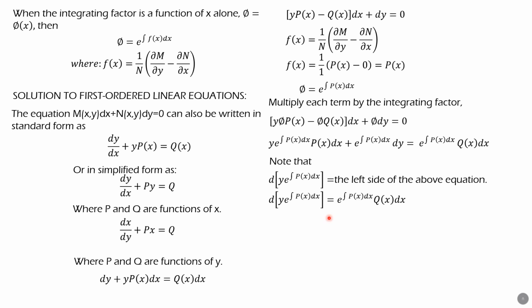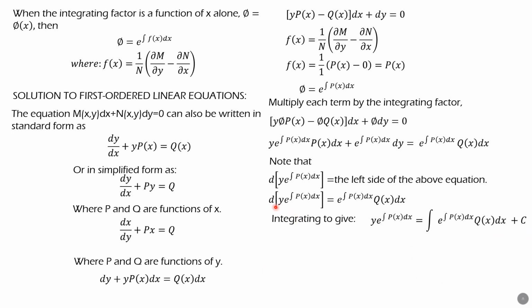Integrating both sides, the integral of a differential cancels the differential operator, and we just write y times e to the integral of p of x. Then we have the integral of the right side, which is the integral of e to the integral of p of x dx times q of x. Then we have the constant of integration, which is plus c.